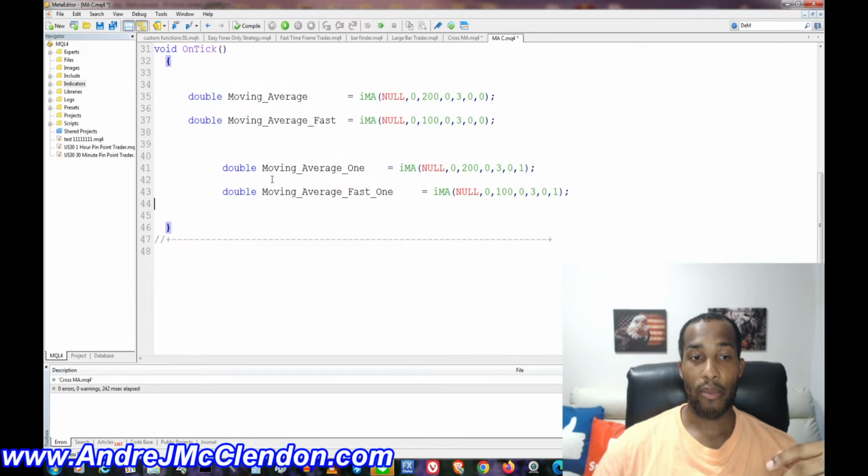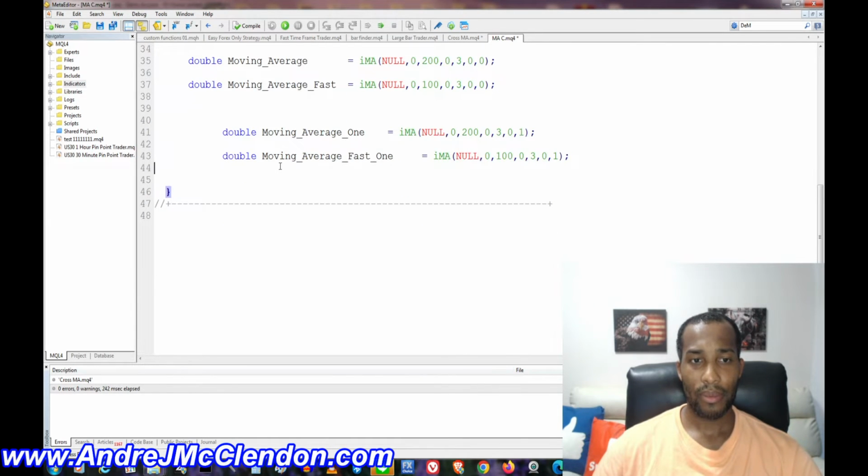So we're going to create the moving average right here. So moving average, just put underscore one. And in the shift portion, place a one to be read, not on the current candle, but one candle back. The next one is going to be moving average fast one, and it's going to be placed with the one right here, put it one back.